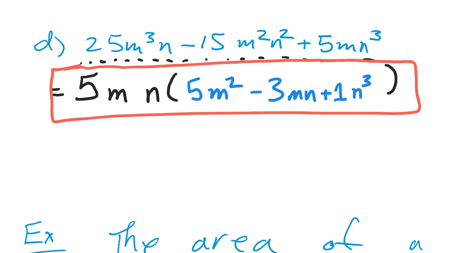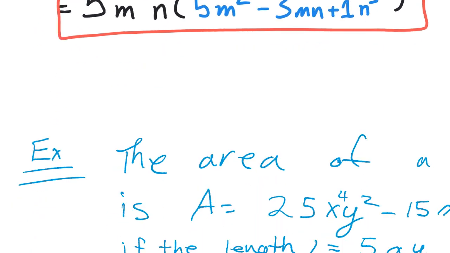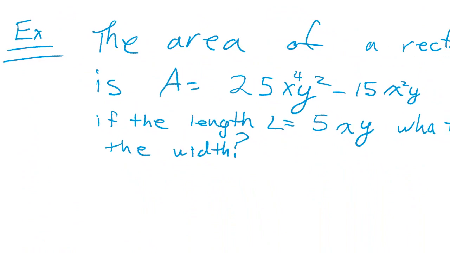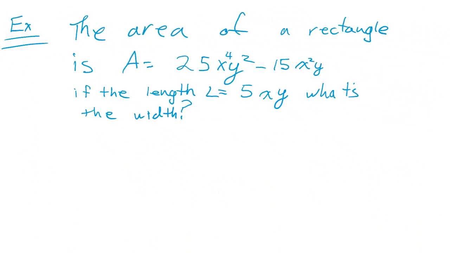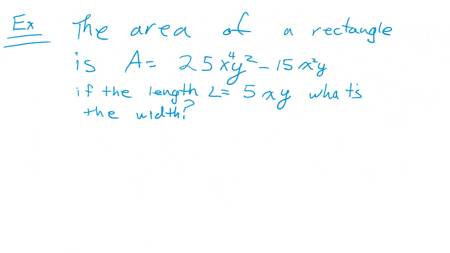Now, what I'd like you to do is make sure that you take down a copy of this problem. This problem says the area of a rectangle is 25 x to the 4 y squared minus 15xy, right? If I tell you that the length L is 5xy, what's the width?